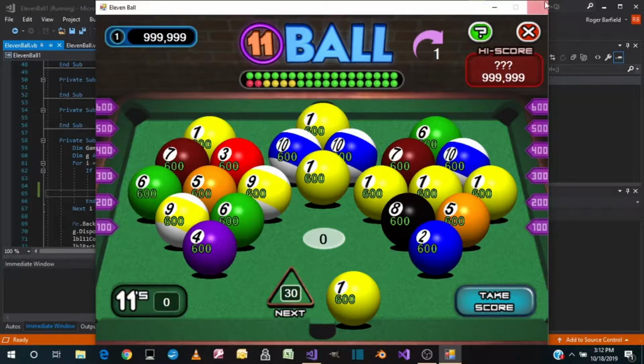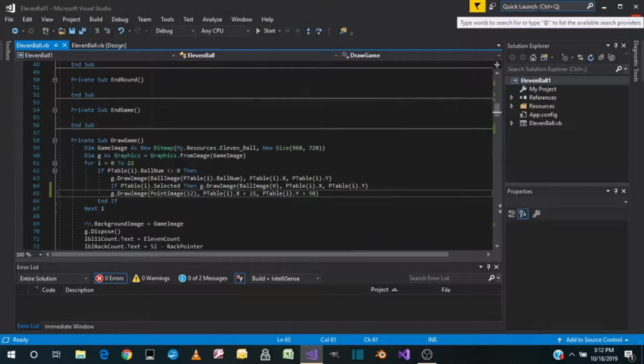Okay, I think that looks good. Okay, so now we should only print the score. We'll need a flag.